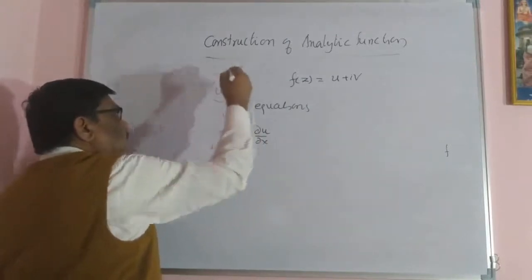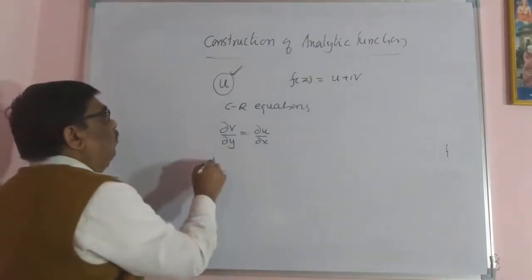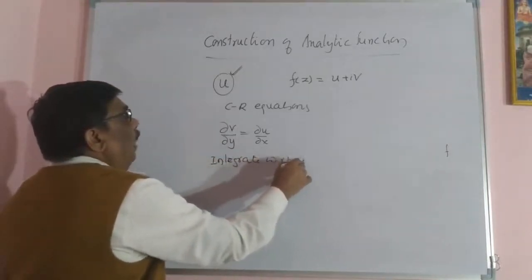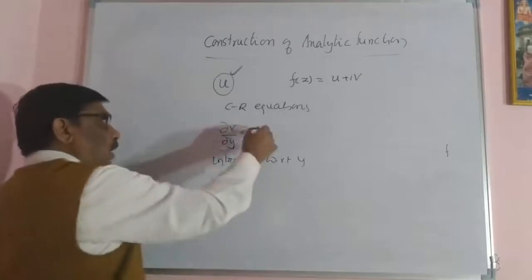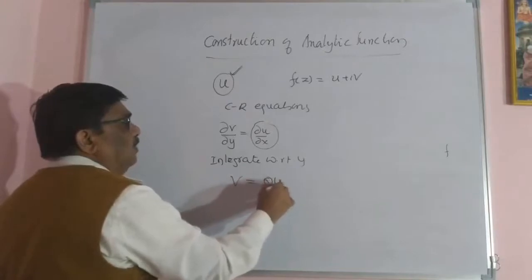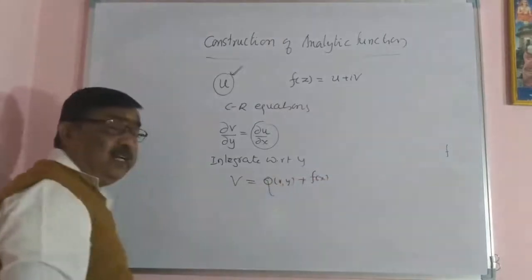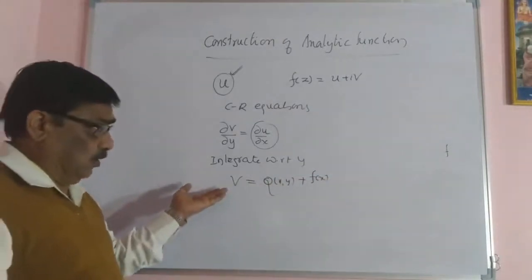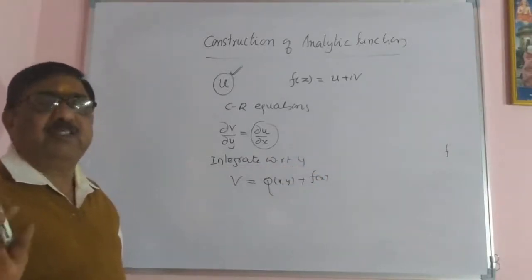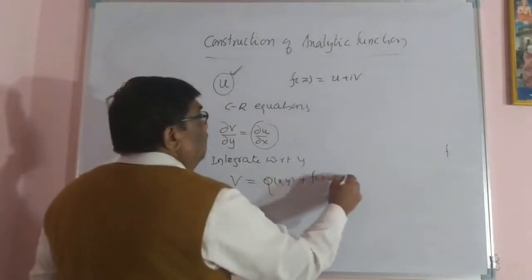By the CR equations, dou v by dou y equals dou u by dou x. You differentiate the given u partially with respect to x and equate to dou v by dou y. Integrate with respect to y. So you get v equal to some function in terms of x and y, and some integral constant that should be a function of x, because you are integrating with respect to y. Therefore, let us consider that as f of x. Call this as 1.